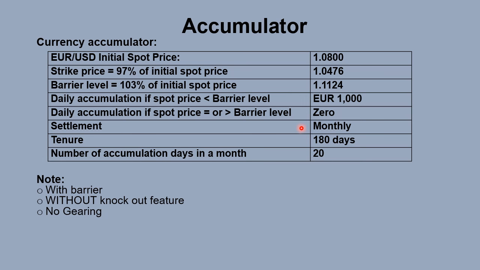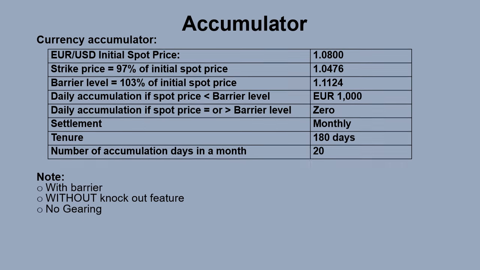The settlement is monthly, the tenure is 180 days, and the number of accumulation days in a month is 20, which basically means for 6 months, a total of 120 days, the investor will accumulate euros. As evident, if the closing exchange rate on any observation day is at or above the barrier level, there will be no accumulation, else the investor must accumulate euro 1000 for that day. Also note that there is no gearing feature in this accumulator that increases the risk.